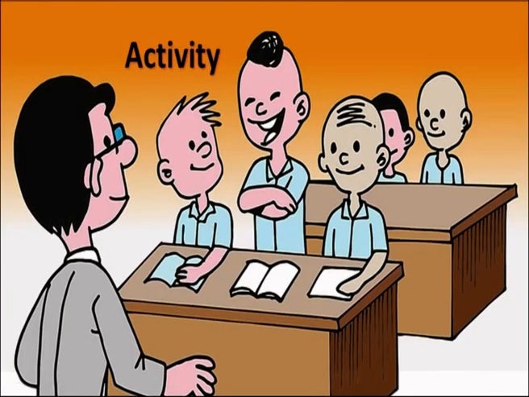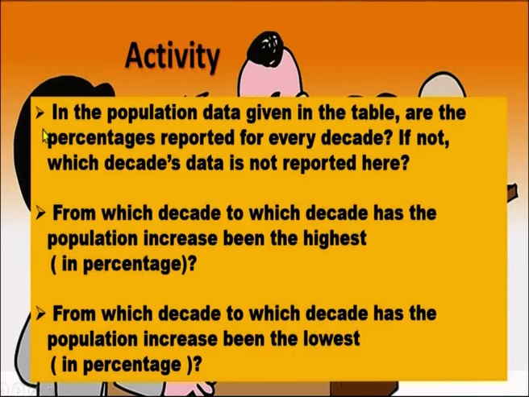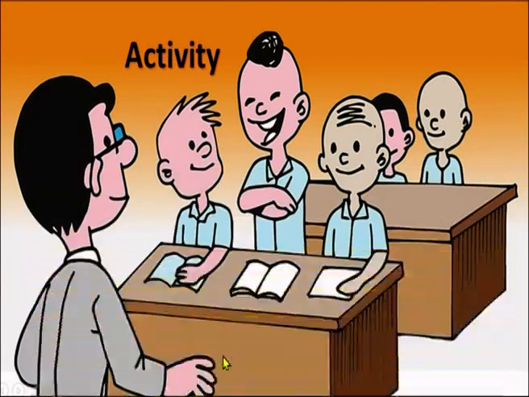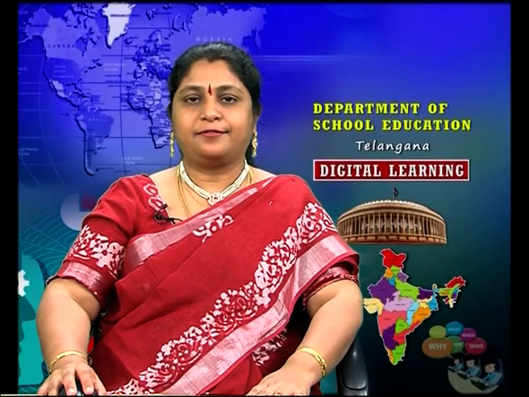So what is the activity? In the population data given in the table, are the percentages reported for every decade? If not, which decade's data is not reported here? From which decade to which decade has the population increase been the highest in percentage? From which decade to which decade has the population increase been the lowest in percentage? So I hope you will do this activity and have some fun.